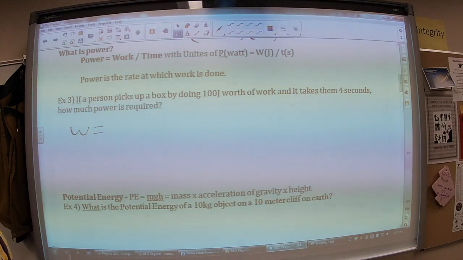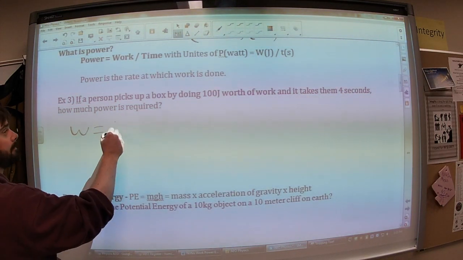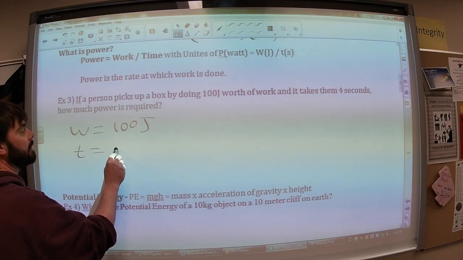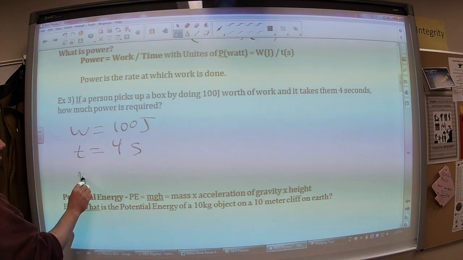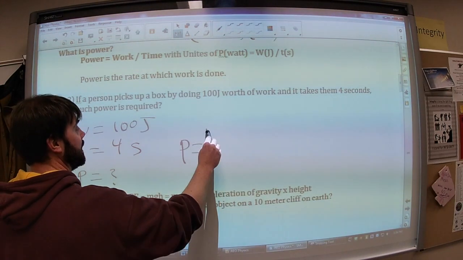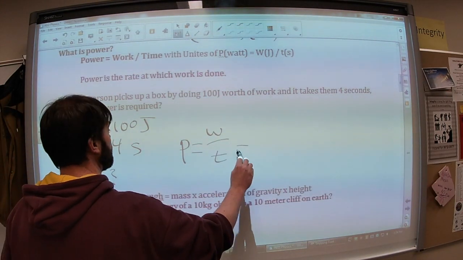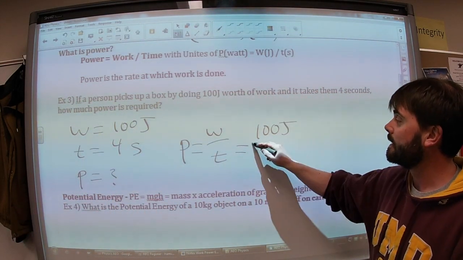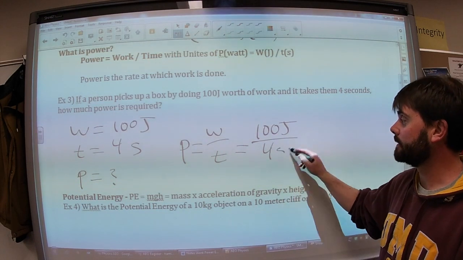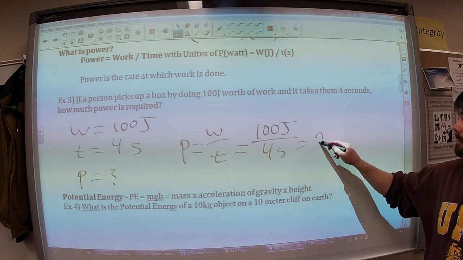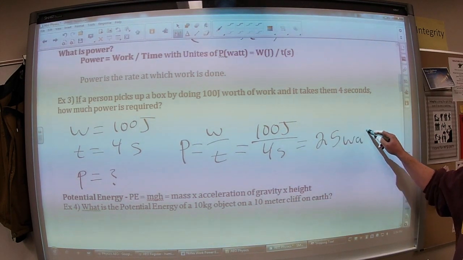Here, we're going to take the information that they give us. A person picks up a box doing 100 joules worth of work, and it takes them 4 seconds to do this amount of work. There's the 4 seconds, and they ask us what is the power. Well, again, list your equation. Power is work divided by time. If the work that they give us is 100 joules, and the time that they give us is 4 seconds, you can simply take 100, divide by 4. This is going to give us 25 watts.